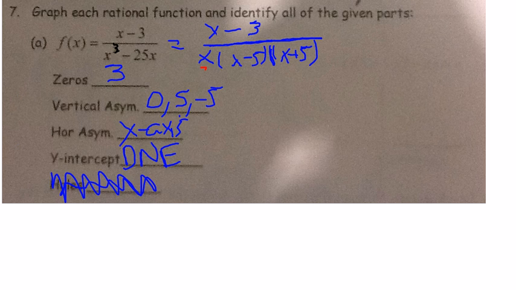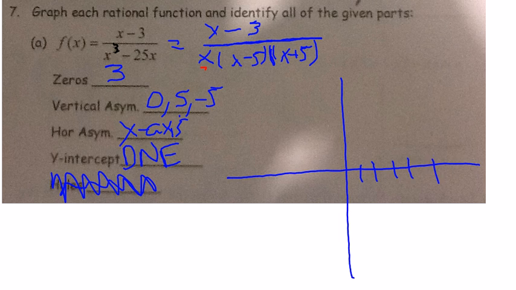Alright, so from here, I can take this information, sketch my grid. 1, 2, 3, 4, 5. 1, 2, 3, 4, 5. I put vertical dotted lines where my vertical asymptotes are. Kind of make that a little wavy so you can sort of see it. Alright, so I put all those guys in, and I also put my 0 in, which means I put a dot right here.